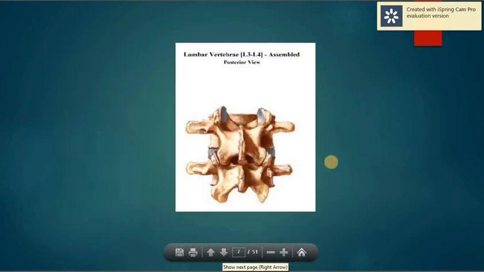This is just to show you the posterior view of the lumbar vertebrae L3, L4 assembled as one motion segment. The spinous process, the superior and inferior facet joints, the continuation here, that is the pars interarticularis, the transverse processes, the body, the lamina. So these are some of the parts which you can see in the picture.